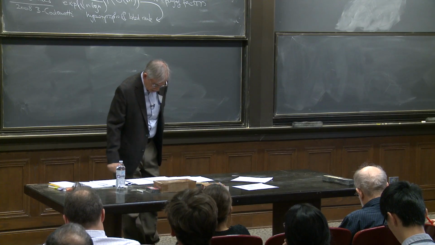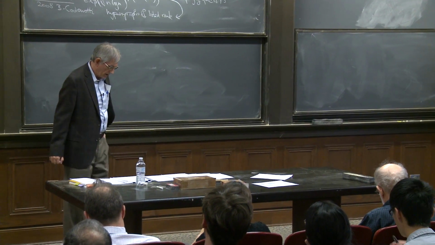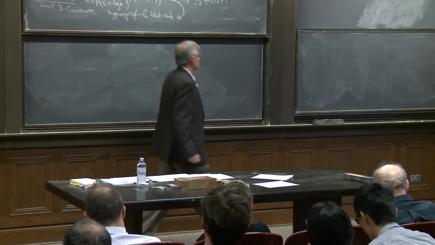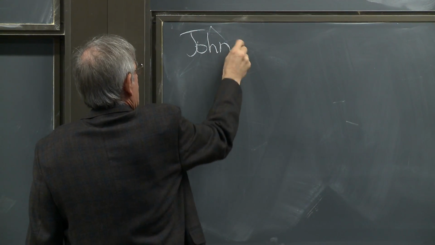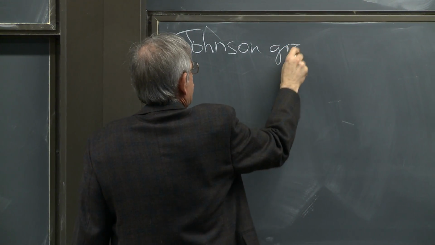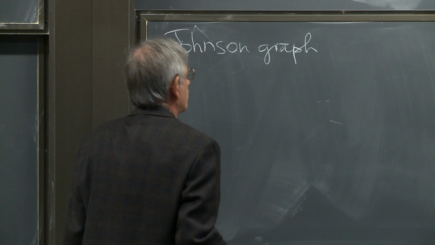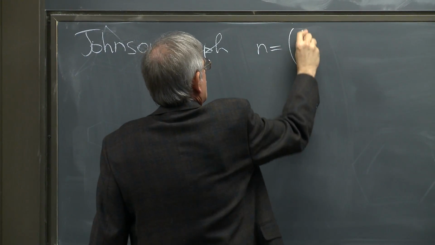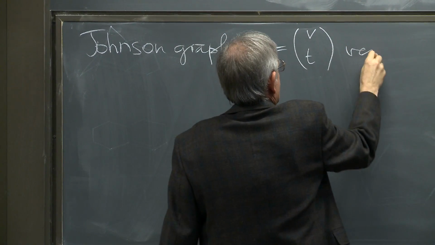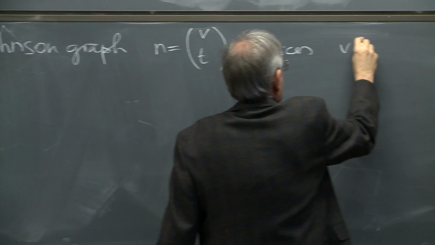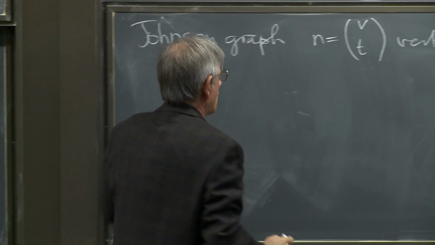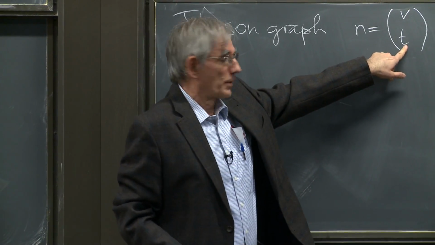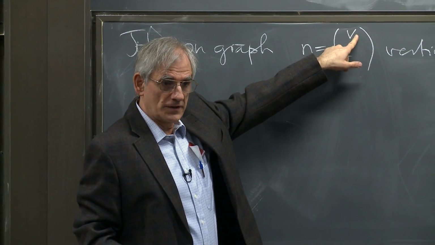Okay, before going into the details, let me mention an interesting class of graphs. They are called Johnson graphs. A Johnson graph has V choose T vertices, where V is greater than or equal to 2T plus 1. These vertices are numbered by the T-tuples of a set of V elements.